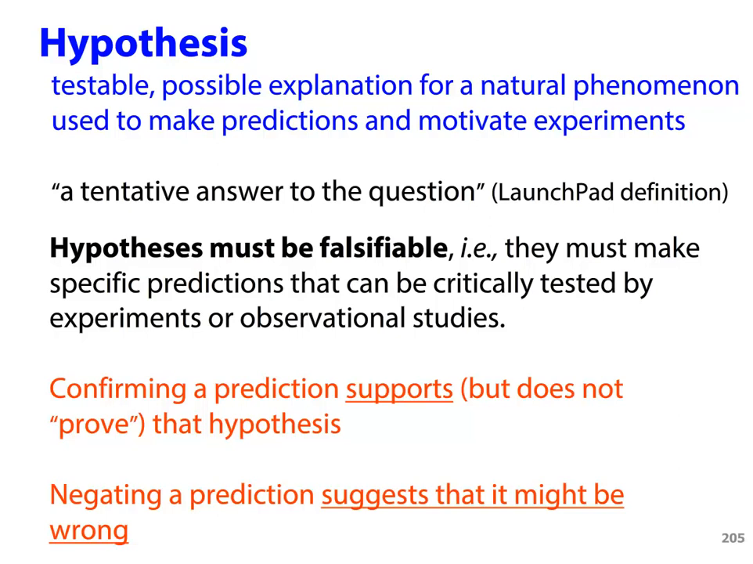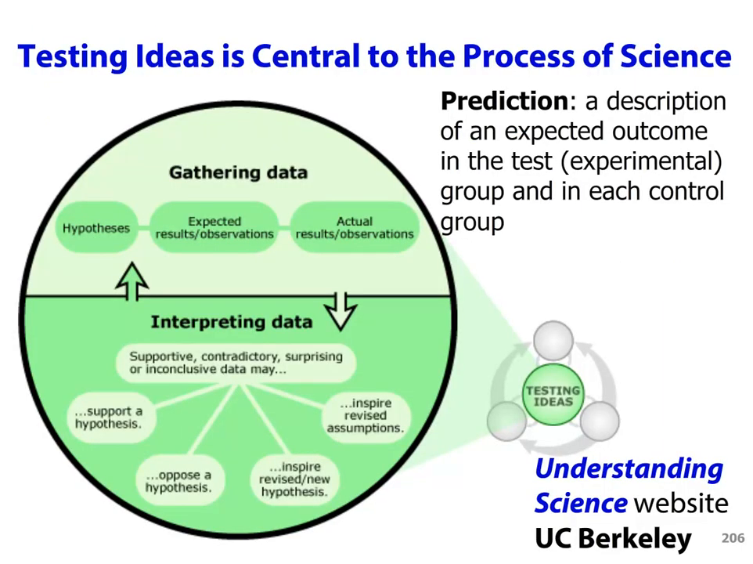So with your hypothesis, you might potentially confirm a prediction, okay, that supports that hypothesis, or you might negate it, okay, meaning that particular hypothesis was wrong. And that's all part of science, okay, and it's all information, and it all helps us reveal what's going on in the natural world.